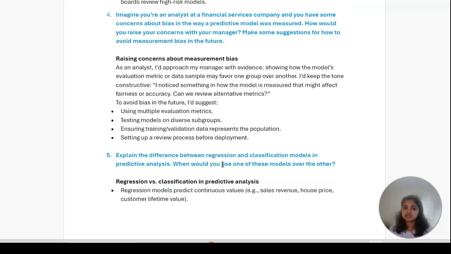If I noticed measurement bias in the predictive model, I would approach my manager in a constructive way. For example, I would ask, I have noticed something in how the model is measured that might affect fairness or accuracy. Could we review alternative metrics? In the future, I would suggest practices like using multiple evaluation metrics, testing models on different subgroups, ensuring data is representative, and setting up a review process before deployment.